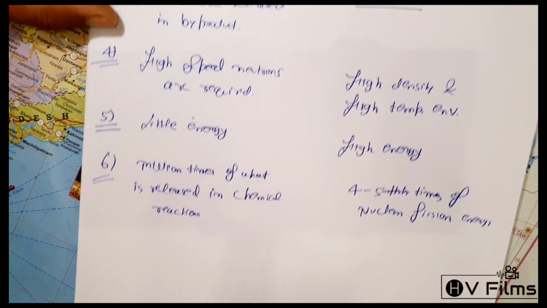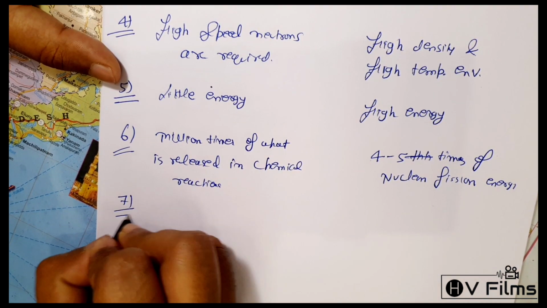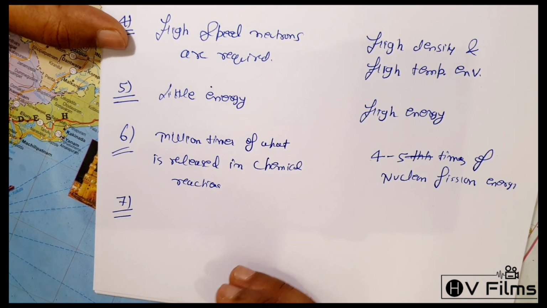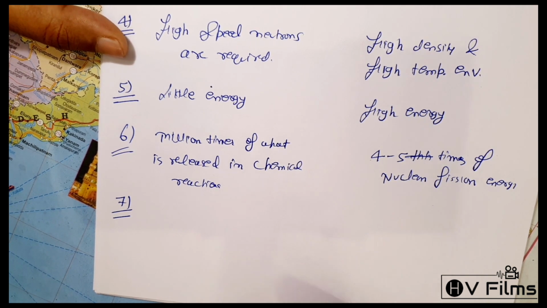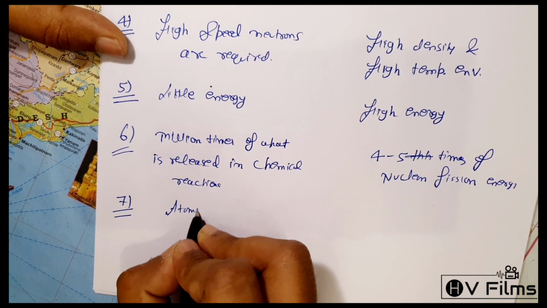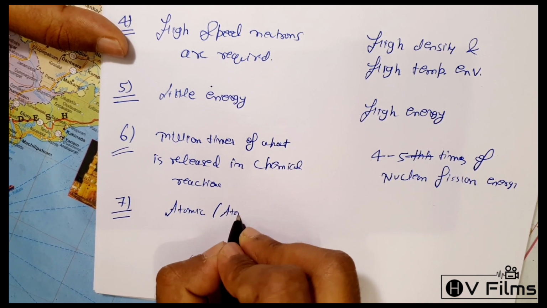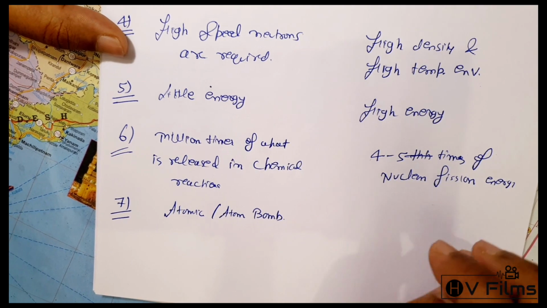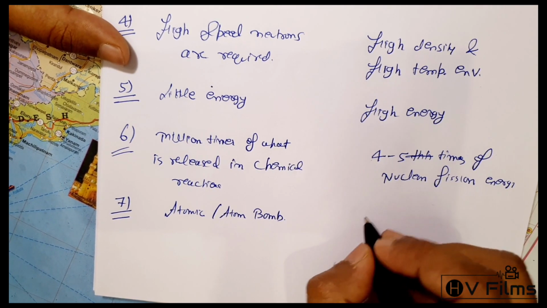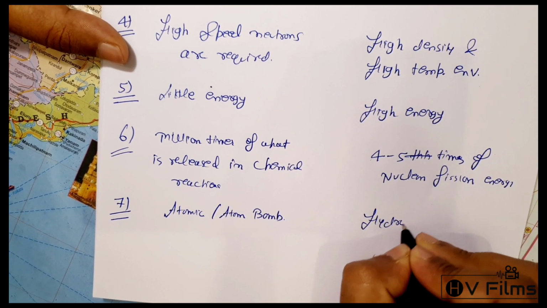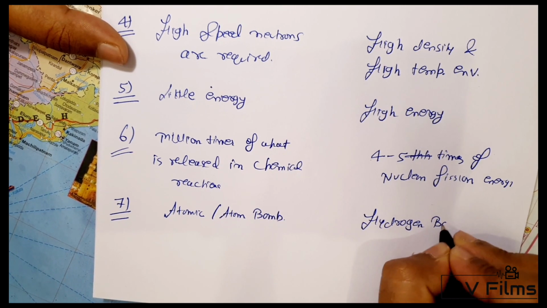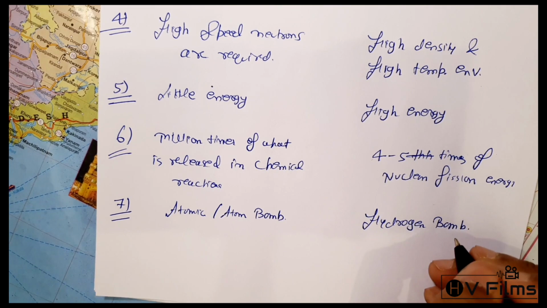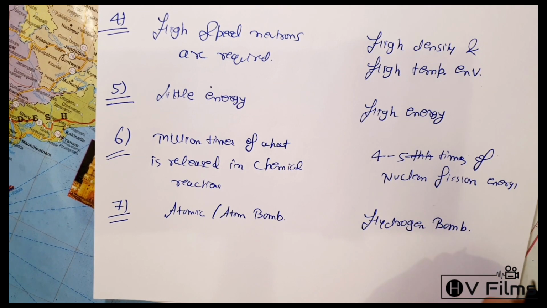And when we talk about nuclear weapons, nuclear fission occurs in the atomic bomb, or atom bomb. But nuclear fusion is the hydrogen bomb. It has not been tested anywhere yet. So this is actually the most dangerous one.